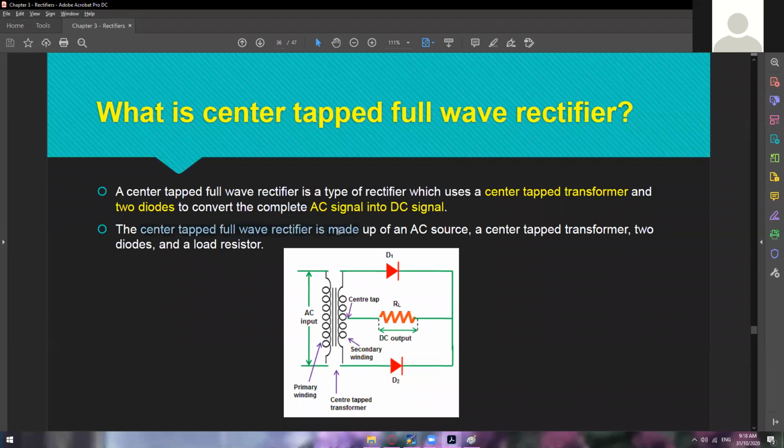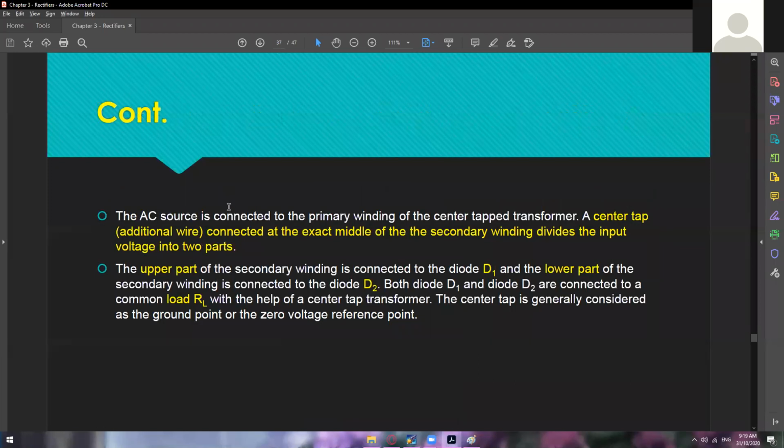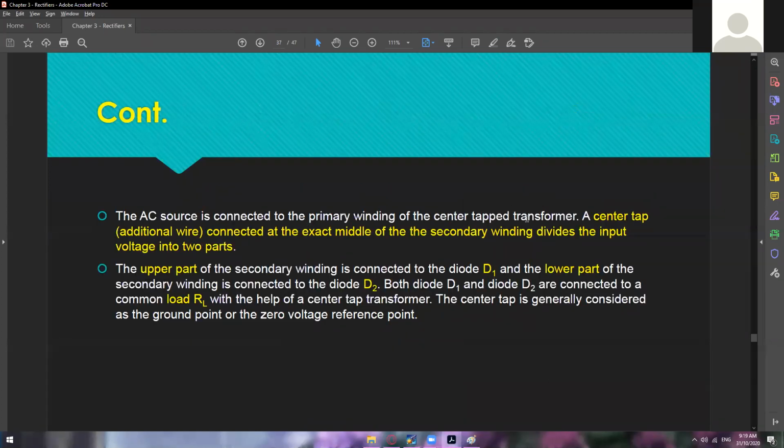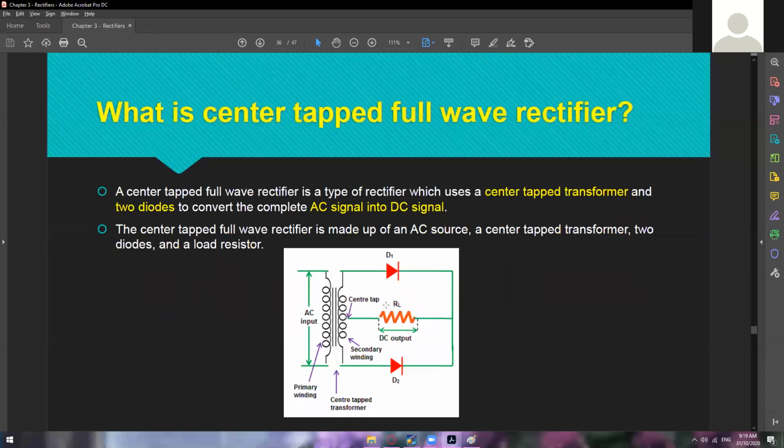The center tap full wave rectifier is made up of an AC source, a center tap transformer, two diodes, and a load resistor. Okay, so the AC source is connected to the primary. This one is our AC source, and then a center tap, an additional wire connected at the exact middle of the secondary winding, divides the input voltage into two parts. So as you can see right here, we have a center tap transformer, and then the second one is the secondary winding. This center tap, the one in the middle, is the one that is dividing our AC source into two parts. Okay, so as it passes through our secondary winding, it is now divided into two, the positive and then the negative.